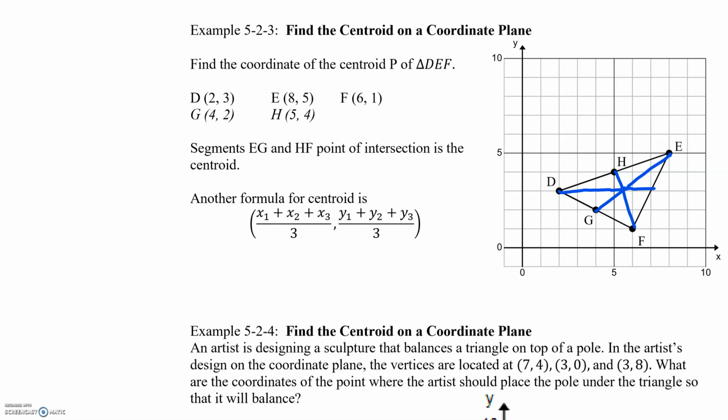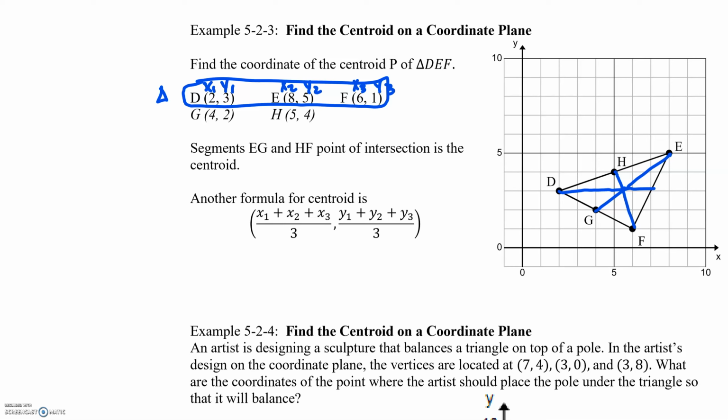So these are the midpoints. These are the vertex points of our triangle. And so that's what we're going to use for our formula. So this would be our x1, this would be our x2, this would be our x3. This is our y1, y2, and y3. Basically, you're just finding the average. You're adding them all up and dividing by 3.